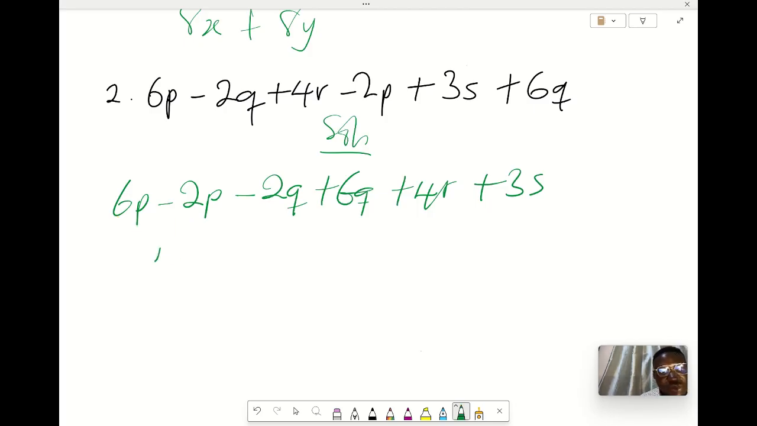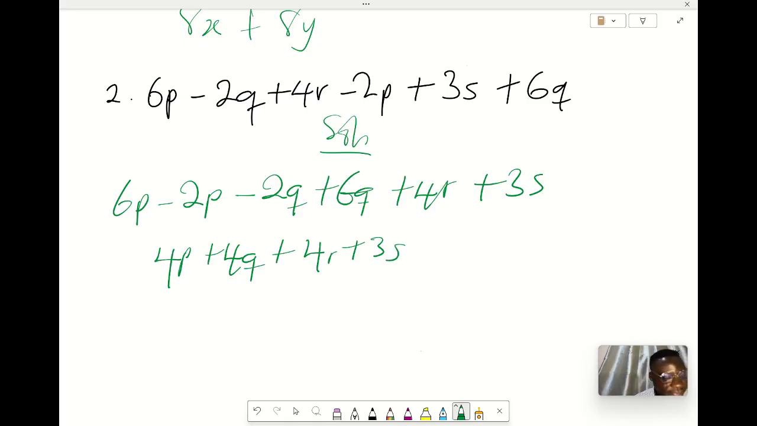6 minus 2 is 4p. The negative 2 plus 6 is all the same thing. It gives us positive 4q. We have 4r. There's nothing to add or subtract from it, so we repeat it. Then we also have s. The coefficient of x is 3. There's nothing to add or subtract, so we repeat it as it is. So this is one way of dealing with questions that have unlike terms.